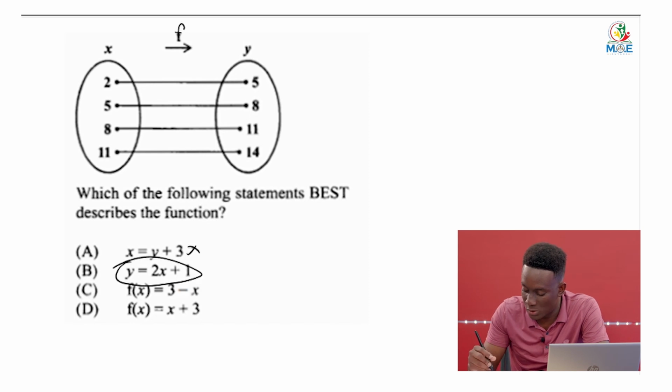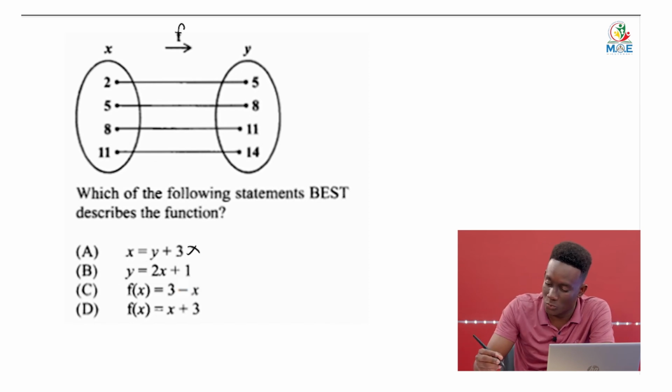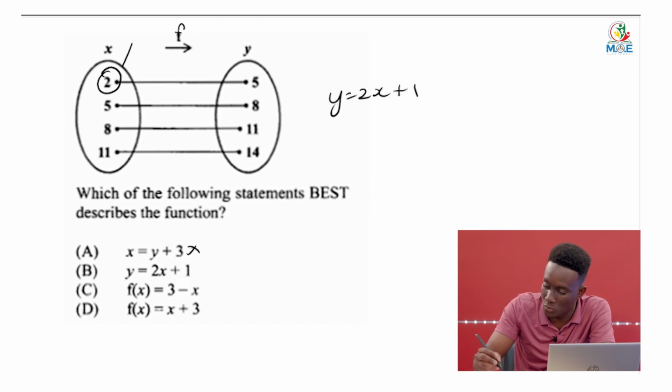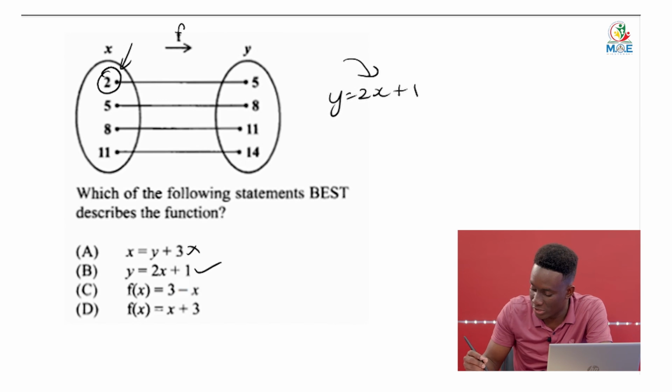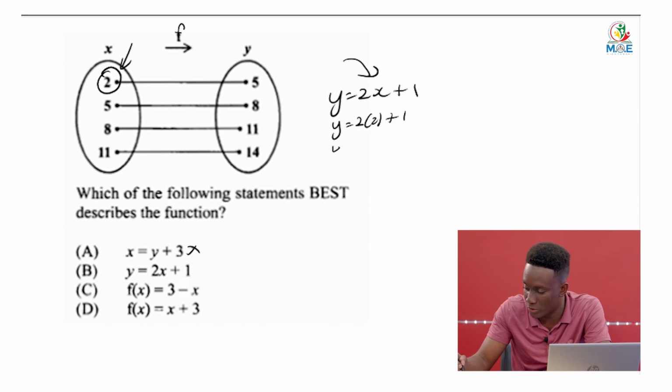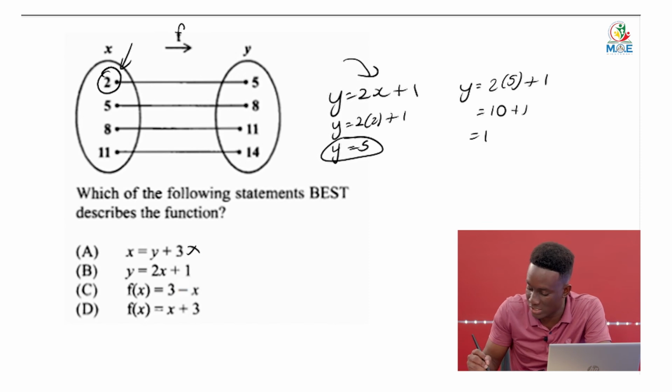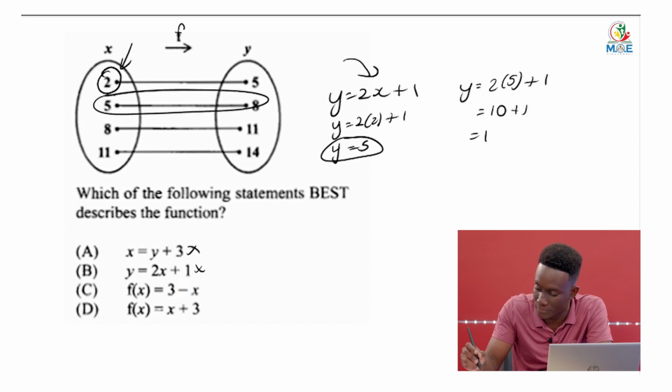So let's see this one, y is equal to 2x plus 1. Let's take the first one, which is 2. Let's substitute 2 inside of this function, because this is the function that you're talking about, and see if we will get 5. So y is equal to 2 times 2 plus 1. 2 times 2 is 4, 4 plus 1 is 5. Let's see if it will work for the other one. y is equal to 2 times 5 plus 1. 2 times 5 is 10, 10 plus 1 would give you 11. So this does not work because it doesn't hold for this function.